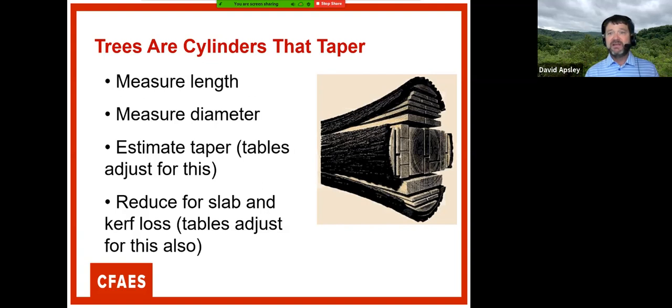You're going to lose these slab pieces on the outer edges, although we're losing less and less because our mills are becoming more and more efficient. And then we're losing sawdust, which takes out volume as well. The old mills had a 1/4 inch saw blade, so you lost quite a bit. Now they're 1/8 inch or sometimes even thinner.